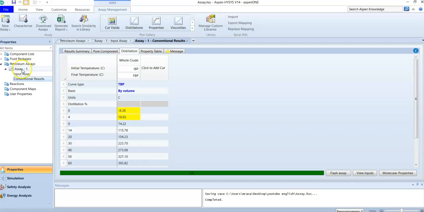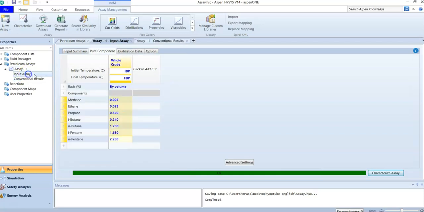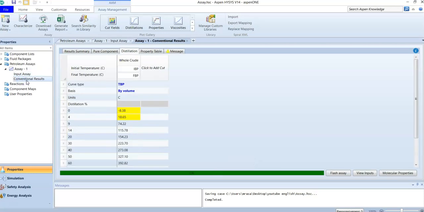We have assay number 1. This is our first assay that we are dealing with over here. And we have the input assay. This is our data that we have entered, and this is our conventional results, the printed data after doing the characterization. Okay, so inside this data, what will we find? Okay, the results from the assay calculation. These are the values that we have entered before of our distillation.